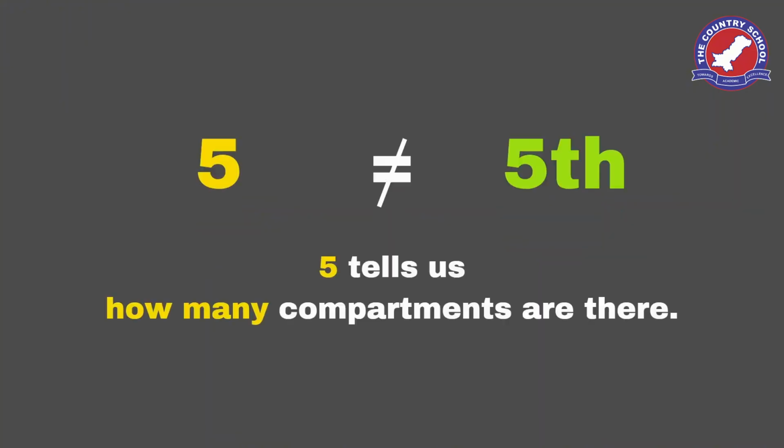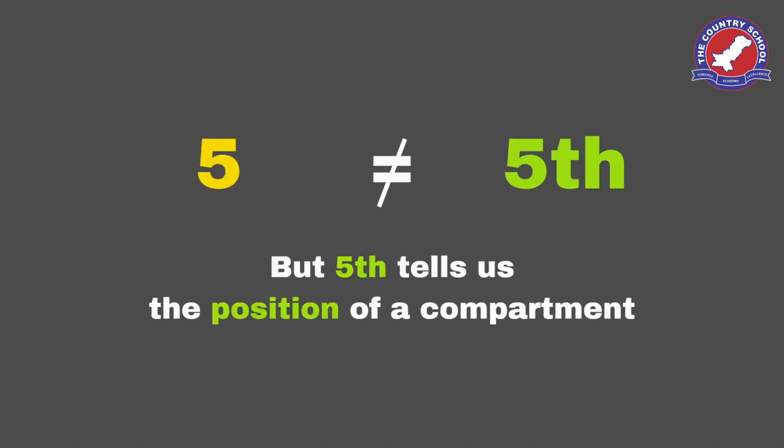Now look carefully. The number 5 and 5th are not the same. 5 tells us how many compartments there are, but 5th tells us the position of the compartment.